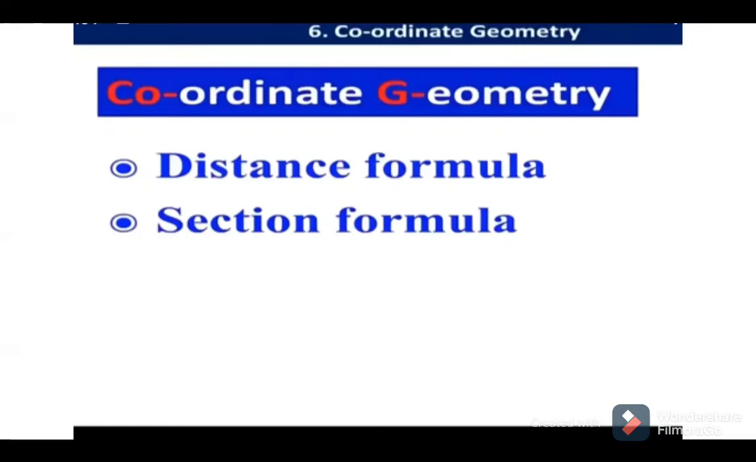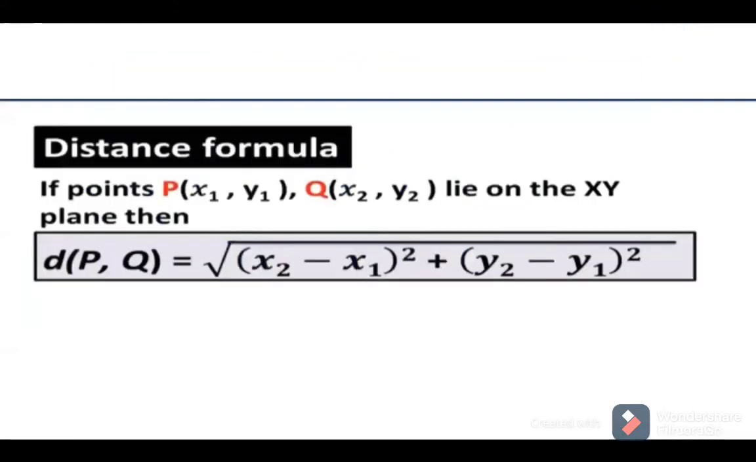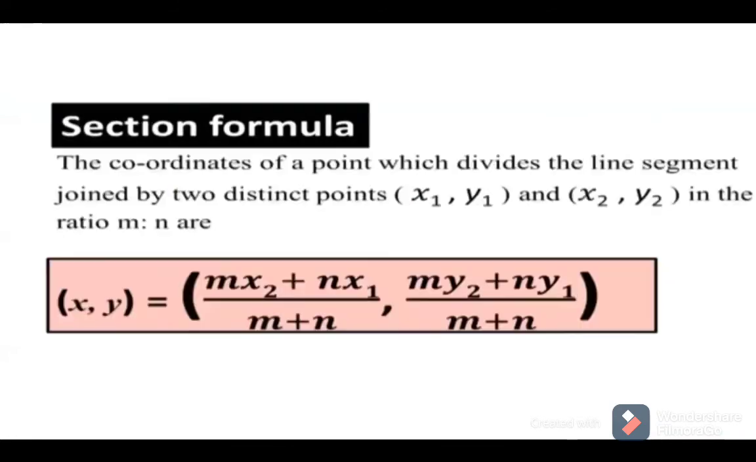Now let's study the last lesson, that is coordinate geometry. In this lesson, you are going to study in detail the distance formula, section formula, midpoint formula and centroid formula. So let's see the distance formula. If points P(x1, y1) and Q(x2, y2) lie on the xy plane, then how will you find the distance between those 2 points? That is, distance PQ is equal to the square root of (x2 minus x1) whole square plus (y2 minus y1) whole square. The next formula is the section formula.